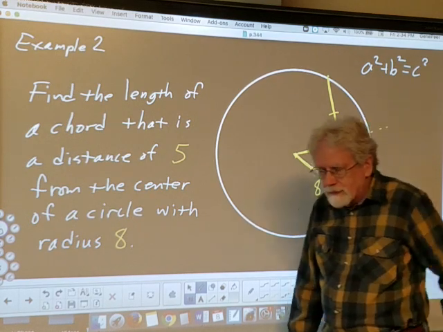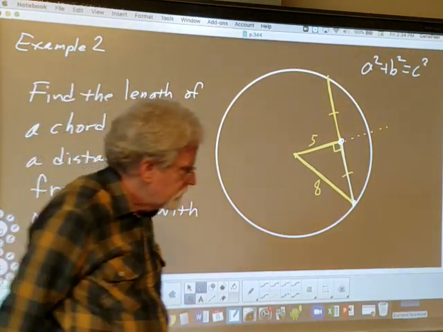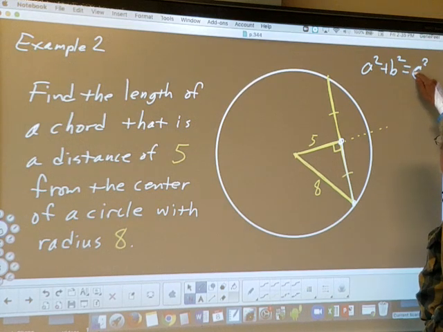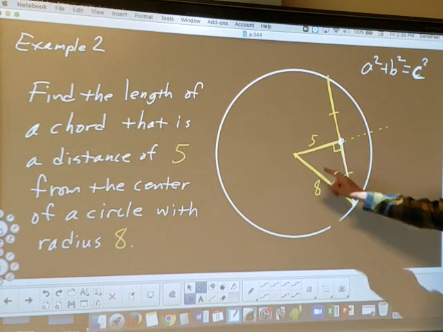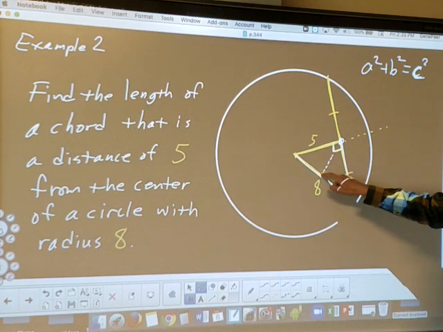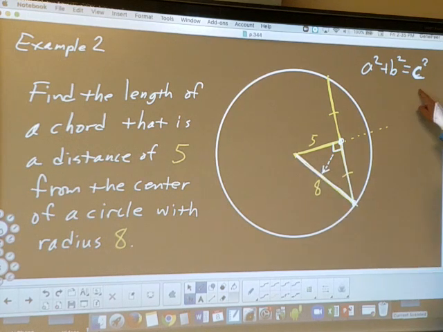Now folks, don't do what some of you did on the chapter 8 test. Some of you ignored the fact that c has to be the hypotenuse. Where is the hypotenuse? It's the longest side. It's the side opposite the right angle. This is the hypotenuse, so 8 goes there. That is important. Some of you blew it on the test because you were putting the hypotenuse someplace else.